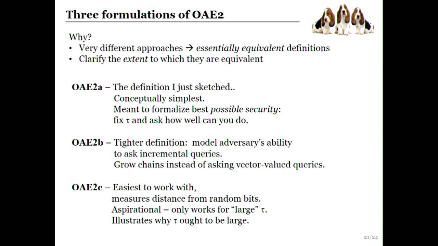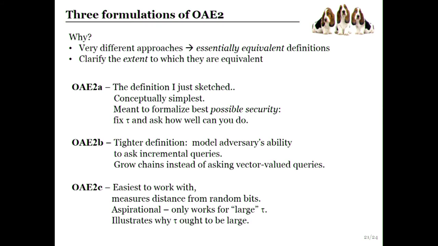The definition I've just described, we capture in multiple different ways. They're effectively equivalent, and by defining it in multiple different ways, we get to explore the space of what effective equivalence actually means. So the first definition, the one I just described, is roughly equivalent to a notion in which each of the ciphertext blocks is declared to be a randomly chosen string. And we can explore how close those two are as a function of the expansion of the value tau.